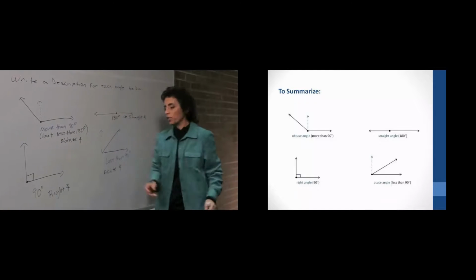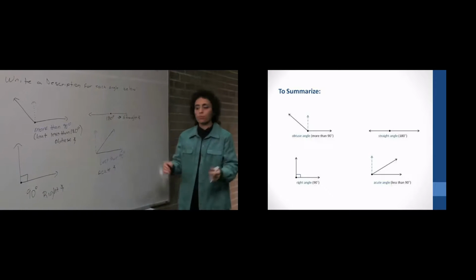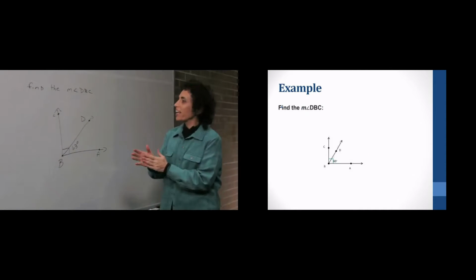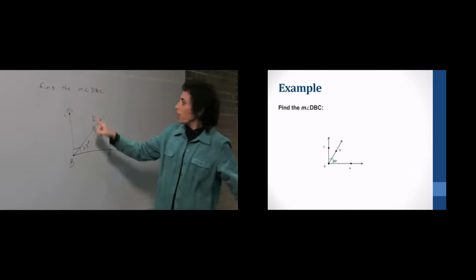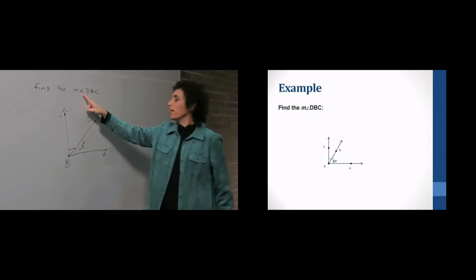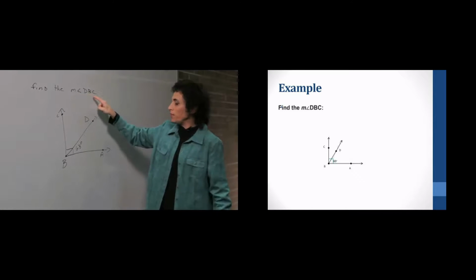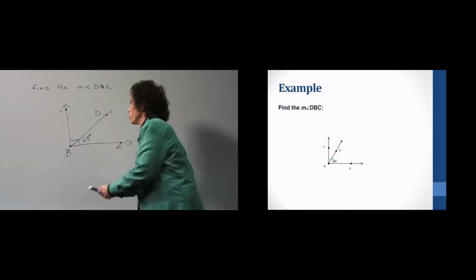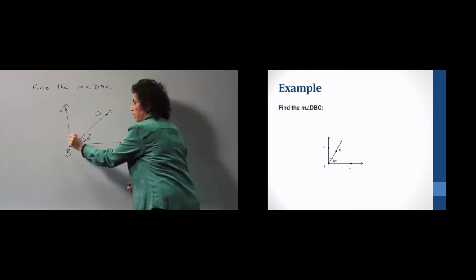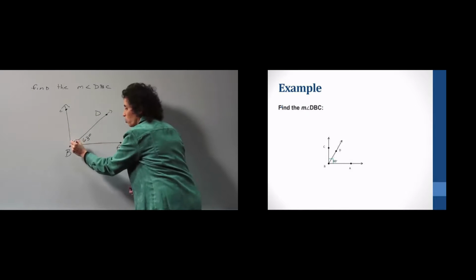So these are the names for the different angles, and you need to be aware of those names. All right, so let's take a look at this problem. You want to find the measure of angle, that's the other symbol, angle DBC. Let's take a look at where DBC is. Okay, angle DBC. So that's this angle right here.